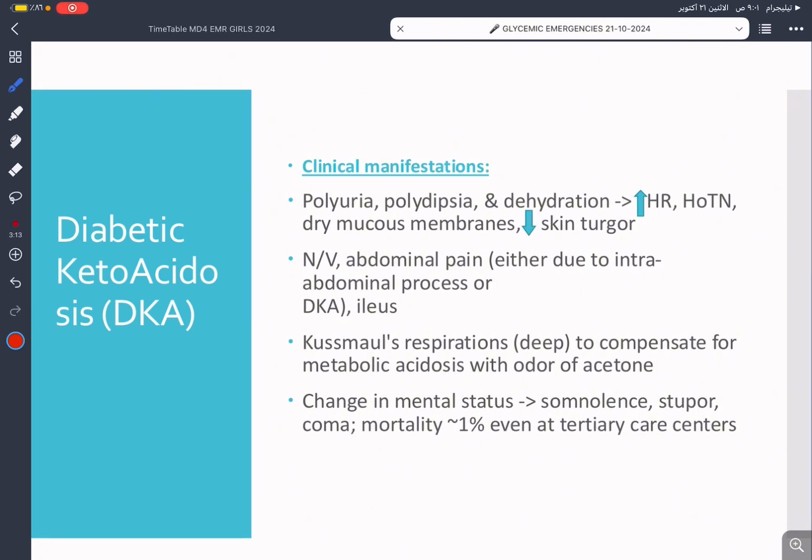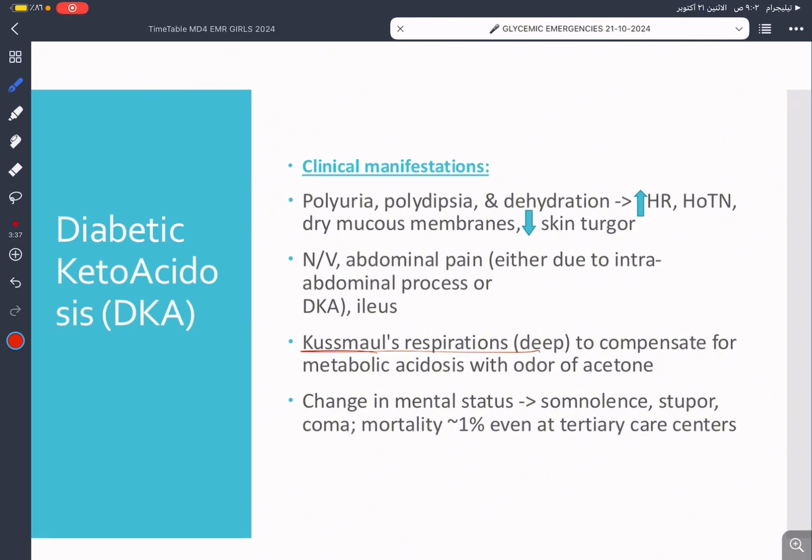The classic sign of breathing in DKA will be Kussmaul respiration. What is the classic sign when you have a patient with DKA? How does he present with breathing pattern? Rapid and deep breathing. It's called Kussmaul breathing. It's a classic for DKA.